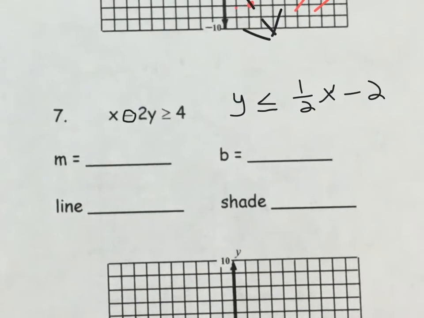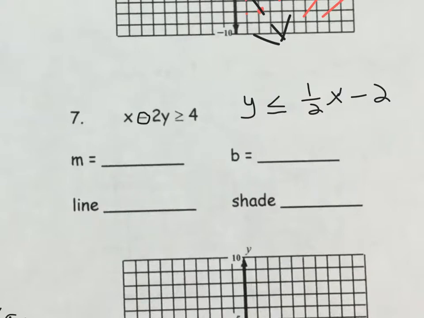A lot of you might have gotten the 1/2 x minus 2 right, but you forgot to flip the sign. So make sure you remember you got to flip that sign when you divide by the negative 2. That gives you a slope of 1/2 and a b of negative 2. The shading should be a solid line, and the shade should be below because y is less than.